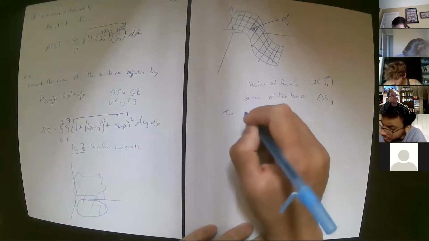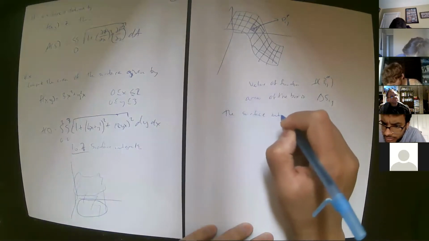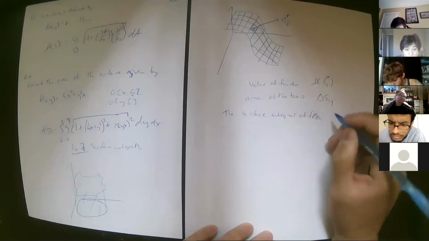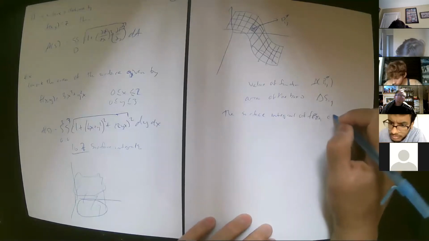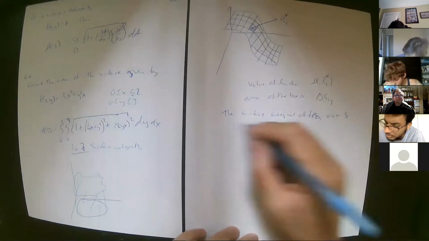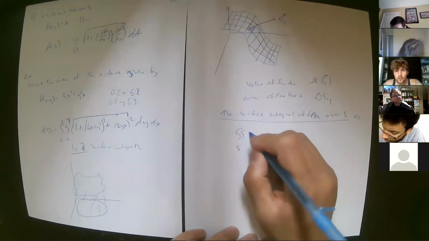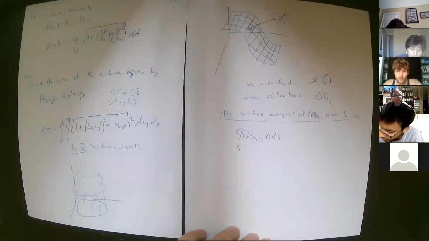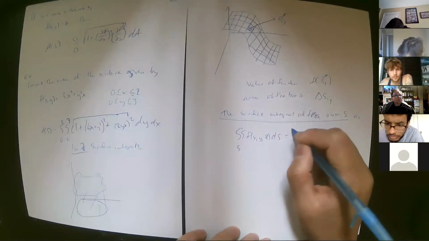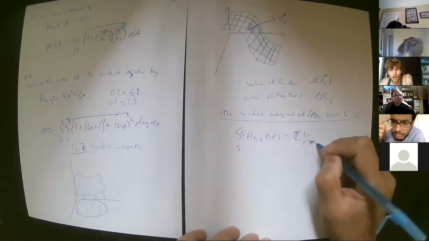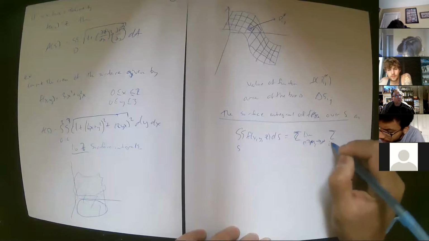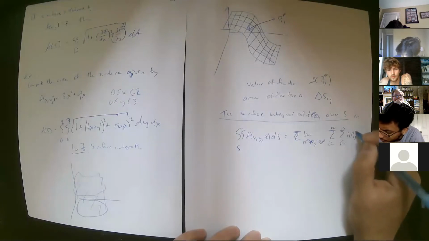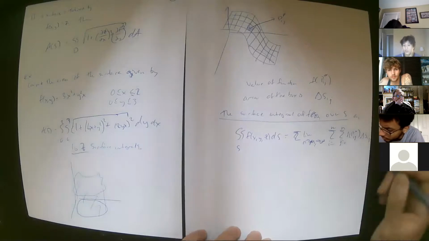So I can define the surface integral of f over S, the surface, as the integral over the surface of f of x, y, z dS is the limit as n and m go to infinity of the value of my function times the area of my box.